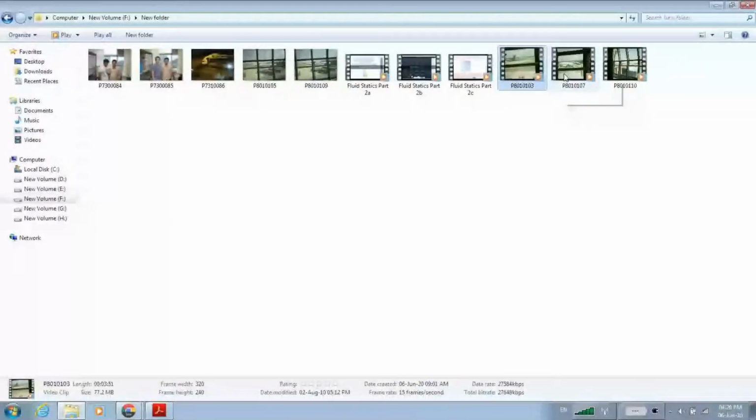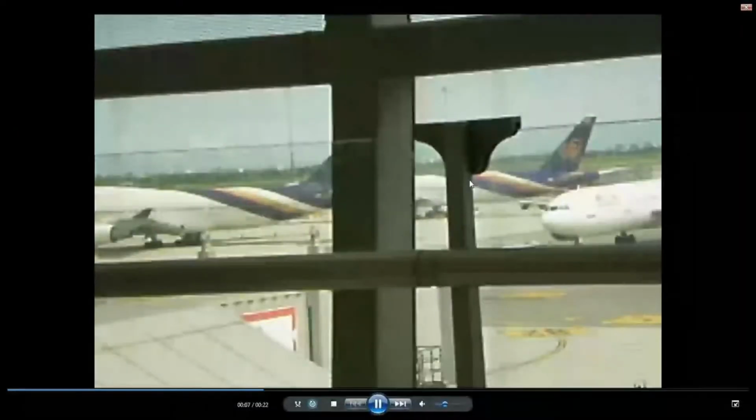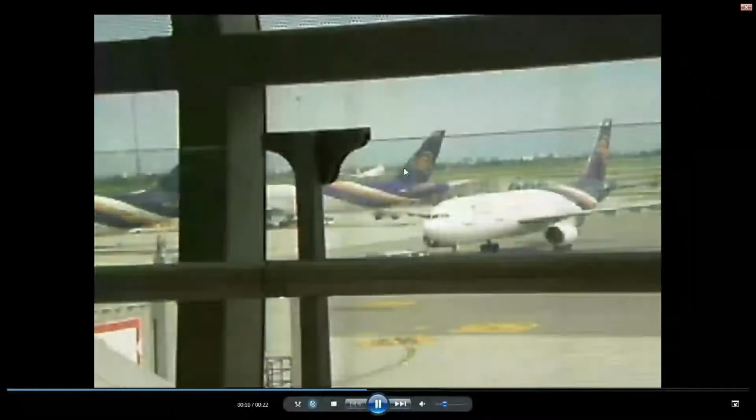I will show you one more video. What happens when it is taking off. So here the aeroplane is moving on the runway very fast before taking off. So here now it just takes off.